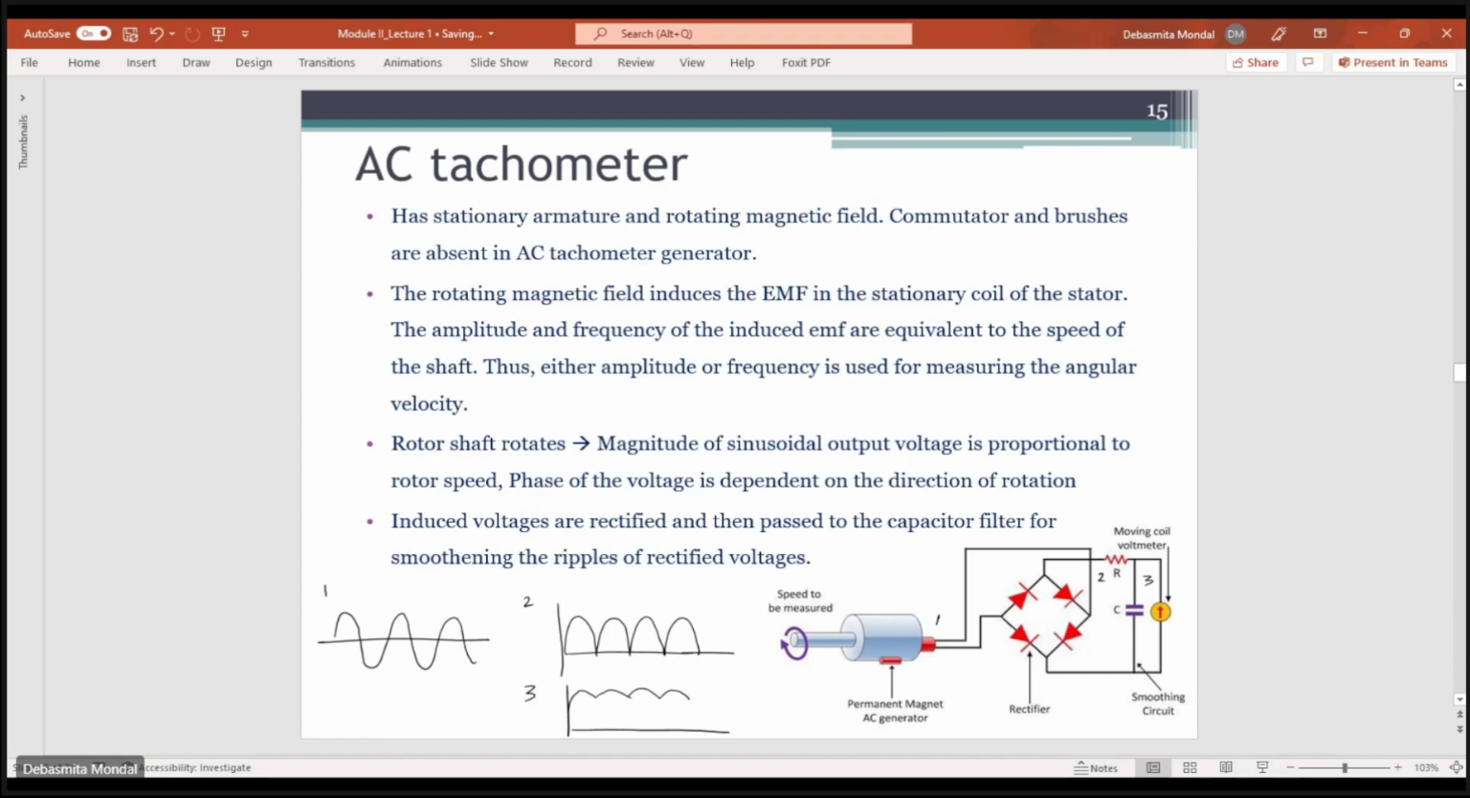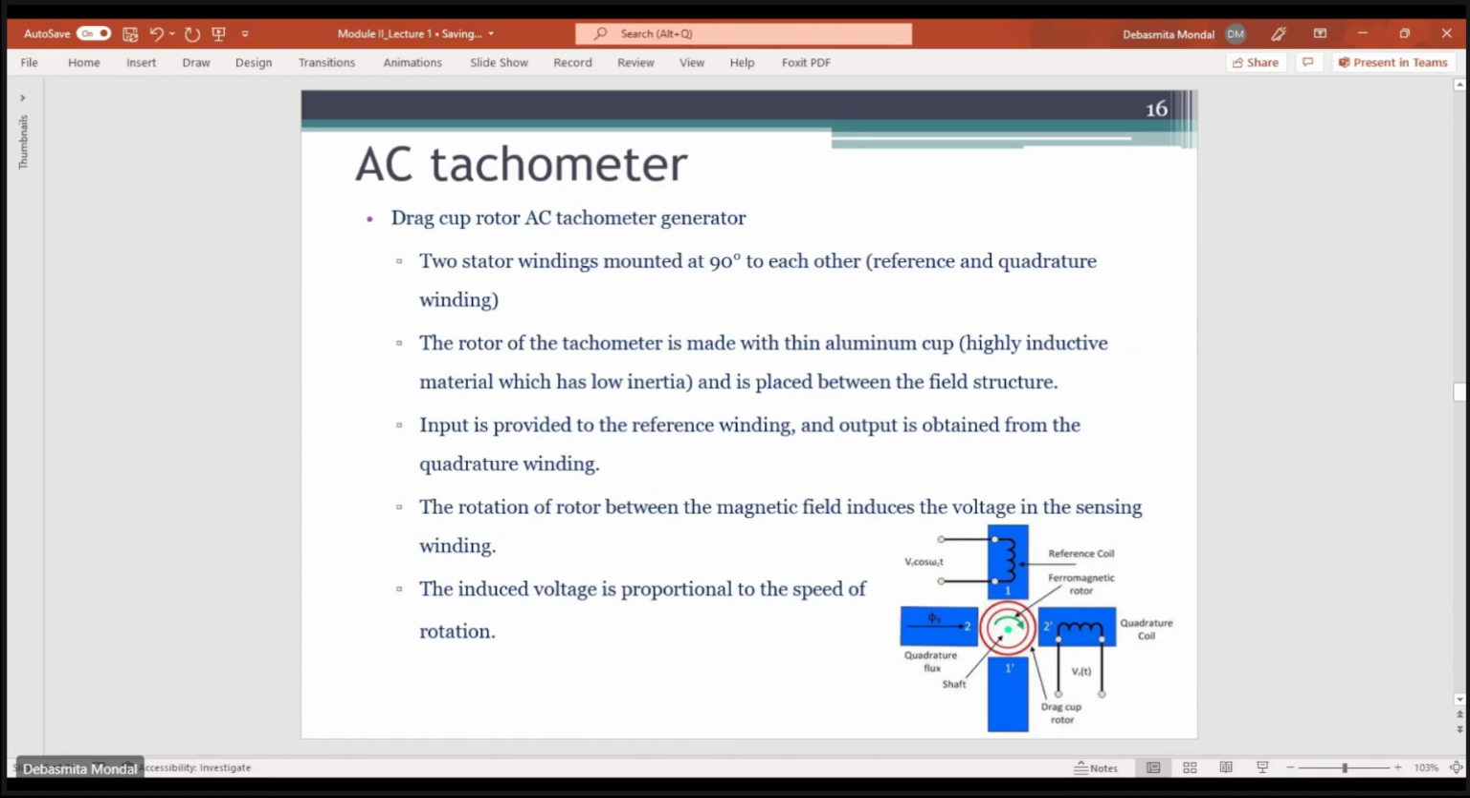Okay, so now there is one more type of AC tachometer. This is known as a drag cup rotor type of AC tachometer generator. Here what happens is that we have two types of coils.